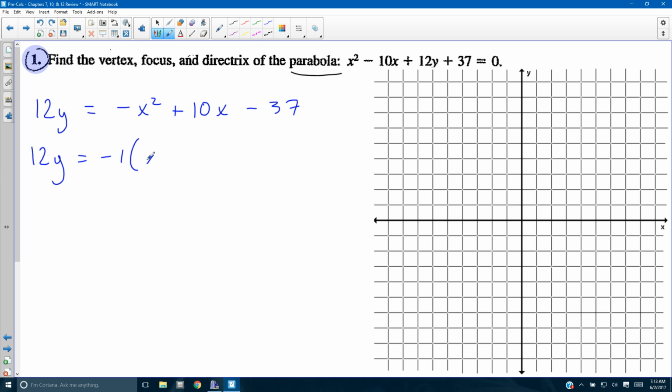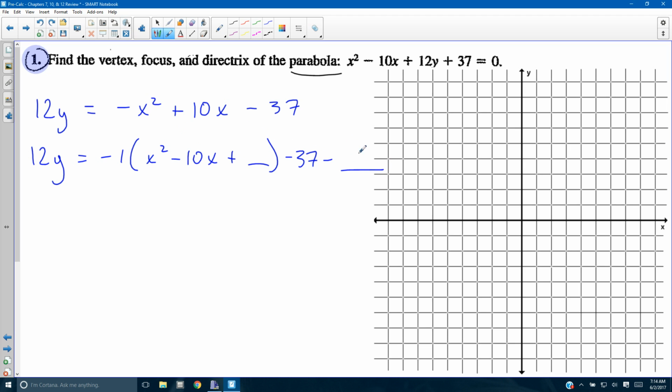Factor out the negative 1. I'm left with a positive 1x squared here. This will allow me to complete the square. I need a positive 1x squared to do so, and you could have done it on the left side of the equation to begin with, but this is important to note because this will come up in some problems.